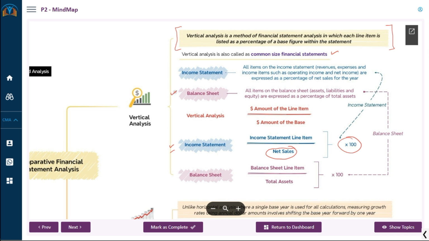And if we are doing it for the balance sheet, we take all the items of the balance sheet, assets, liabilities, and equity, and express them as a percentage of the total assets. So we take the balance sheet line item and divide by the total assets. This way we can analyze the balance sheet and the income statement. Just remember that for the income statement the base amount is net sales, and for the balance sheet the base figure is total assets. Let us now understand vertical analysis with the help of an example.